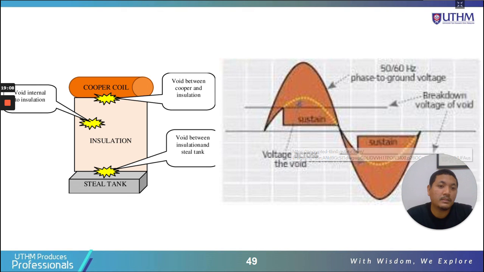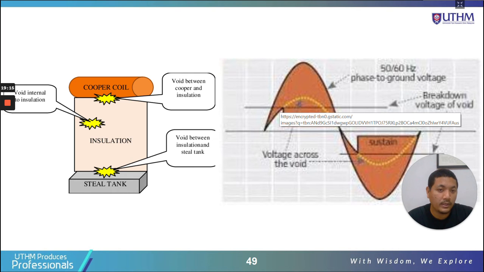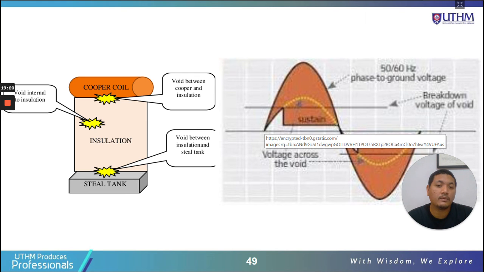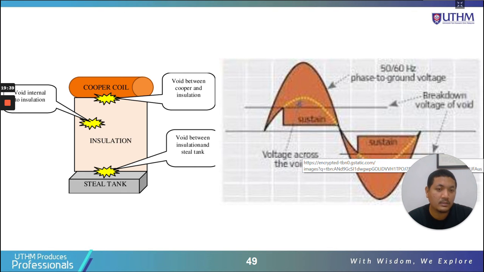All right, so basically the same thing, the same waveform. This is the total voltage, this is the voltage across the void, across the gas bubble, for example. And then if the voltage increases until it reaches the breakdown voltage of the void, it will discharge. Okay, and then it goes up again, then the same thing in the negative cycle.